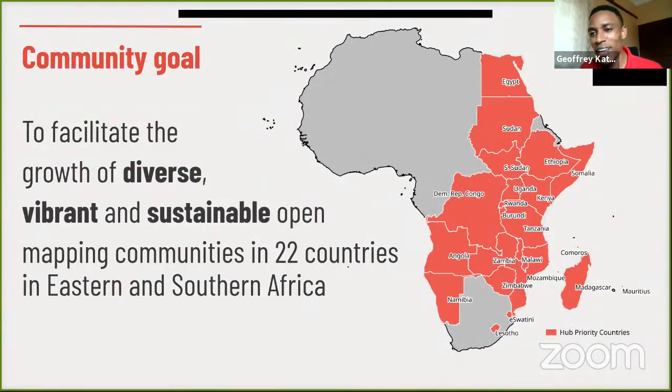Our goal as the community team here is to facilitate the growth of diverse, vibrant, and sustainable OSM communities in 22 countries in Eastern and Southern Africa, as you can see on this map. It's a wide geographical area, starting all the way from Egypt up to southern Namibia and Madagascar. So it's an extensive list of countries that we are going to be working with, and I'm super excited to be engaging with you all.